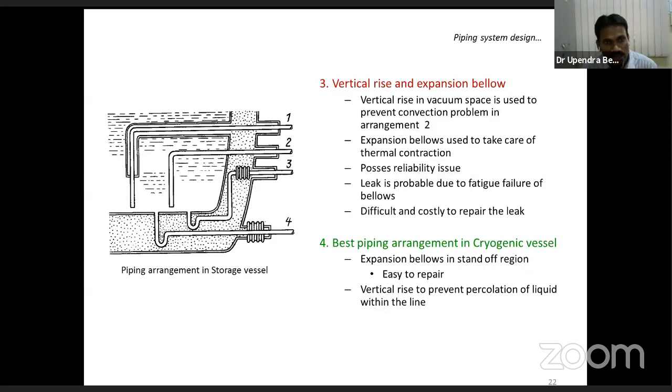So the last one is the best piping arrangement for cryogenic fluids. This has the vertical rise as well as the bellows to take care of the thermal contraction of the pipes, but these bellows are at the standoff region in the outer shell, where you can attach the bellows directly to the outer surface of the outer vessel, so that it is easy to repair, and the vertical rise also prevents percolation of liquid within the line. So this is the best design for the piping system for filling and draining the cryogens from the inner vessel.